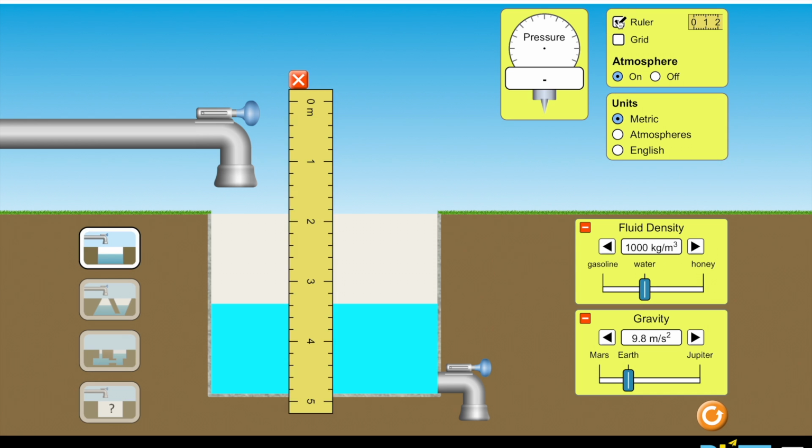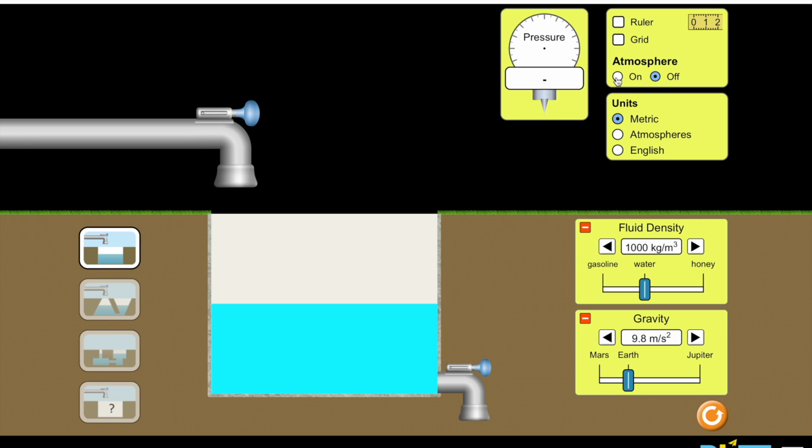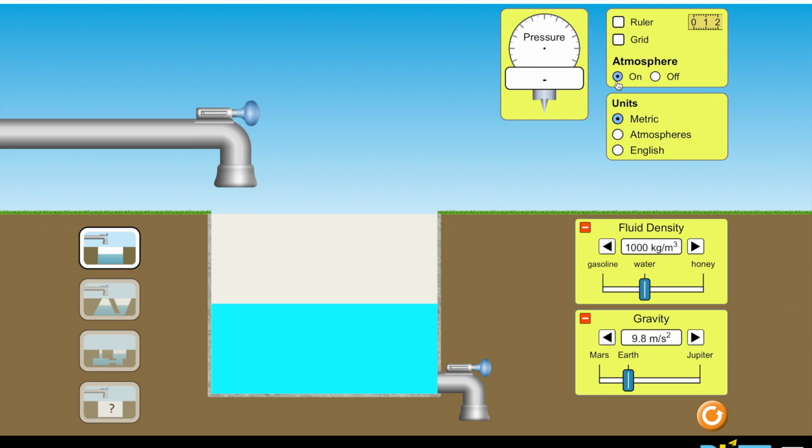You can turn the ruler on or off. You can turn the grid for measuring depth on or off. You can leave the atmosphere on, or you can turn it off. I like to leave the atmosphere on because I think it's a little bit more realistic. You can have the measurements for units in the metric system, which would be Pascals. You can have it as atmospheres, or you can use English units, which would be pounds per square inch. We will, of course, use metric.